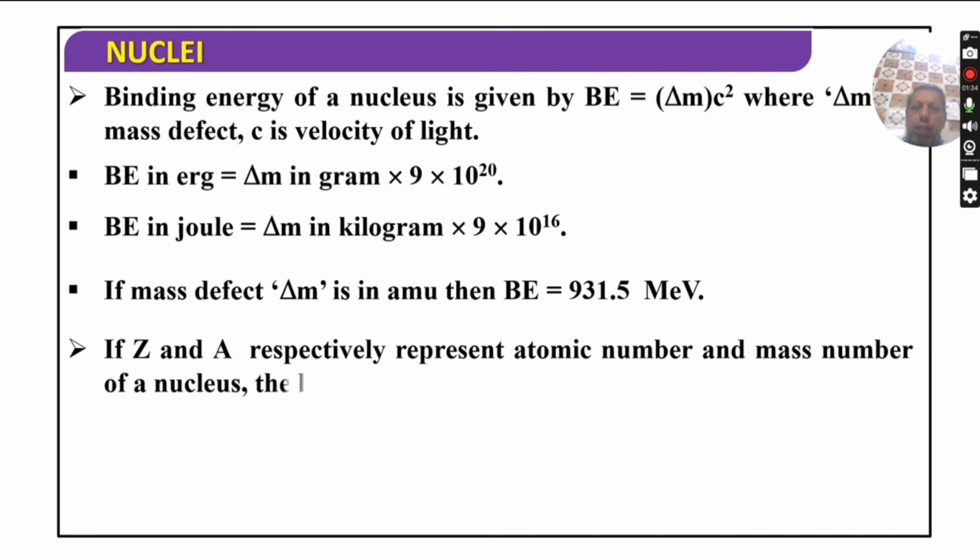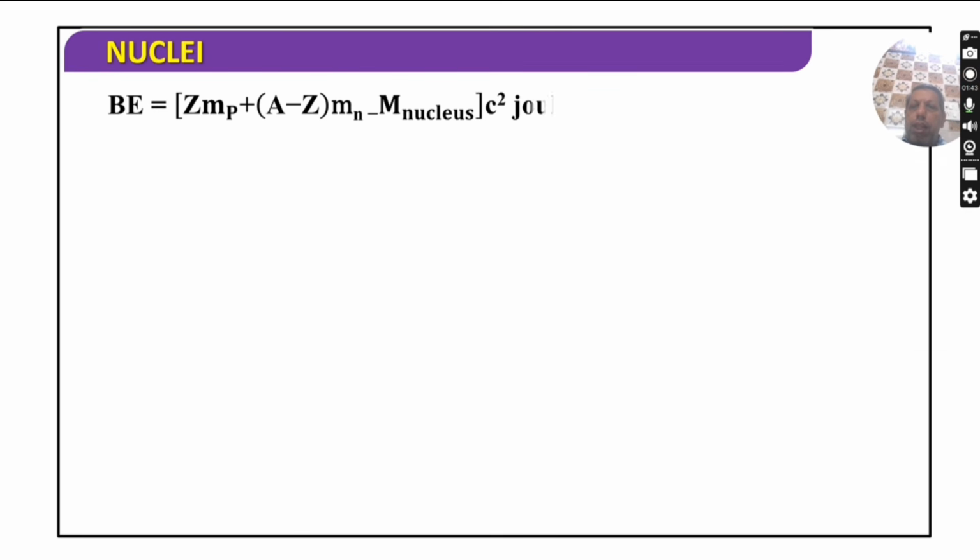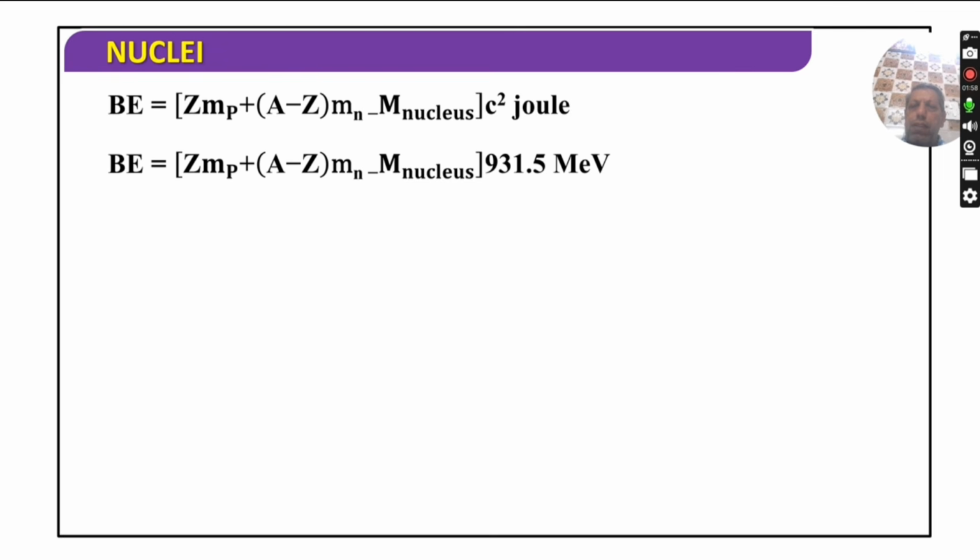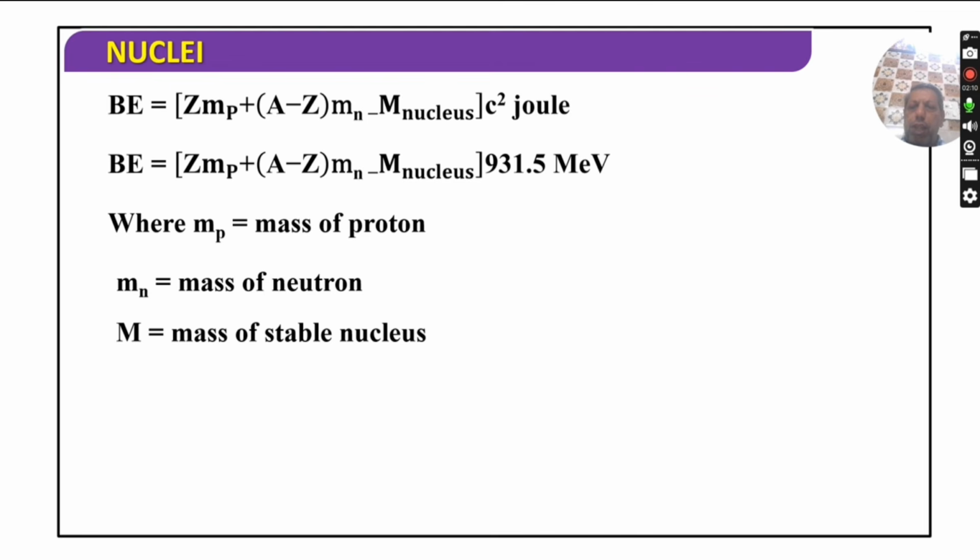If Z and A respectively represent the atomic number and mass number of a nucleus, the binding energy of the nucleus is given by binding energy is equal to [Z Mp plus (A minus Z) Mn minus mass of nucleus] into c square in joule. Binding energy is equal to [Z Mp plus (A minus Z) Mn minus mass of nucleus] into 931.5 mega electron volt, where Mp is mass of proton, Mn is mass of neutron, capital M is mass of stable nucleus. Binding energy per nucleon is equal to binding energy upon A.